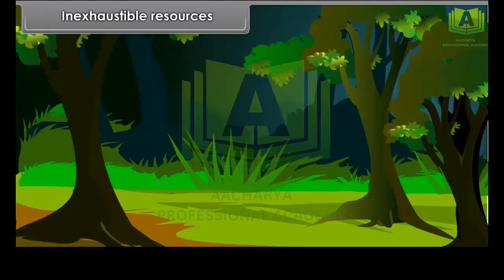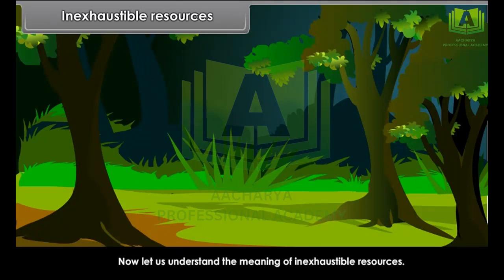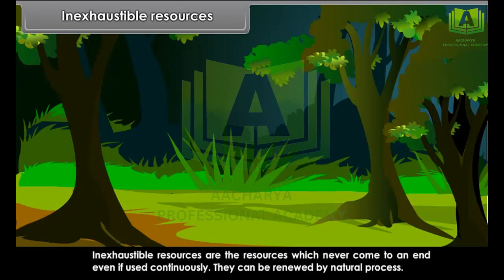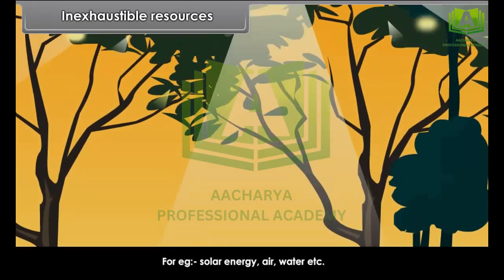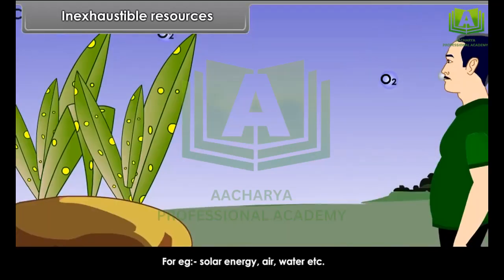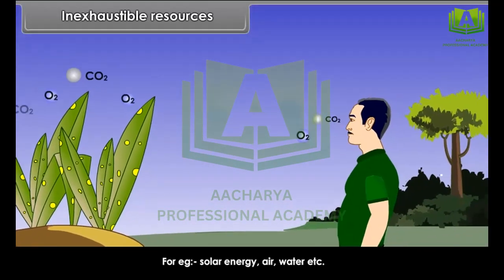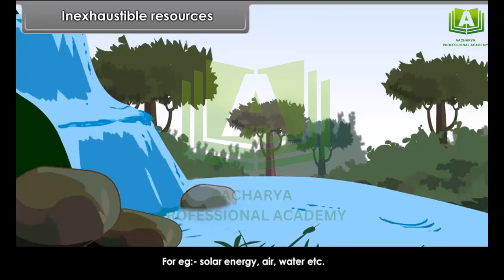Inexhaustible resources. Now, let us understand the meaning of inexhaustible resources. Inexhaustible resources are the resources which never come to an end, even if used continuously. They can be renewed by natural process. For example, solar energy, air, water, etc.